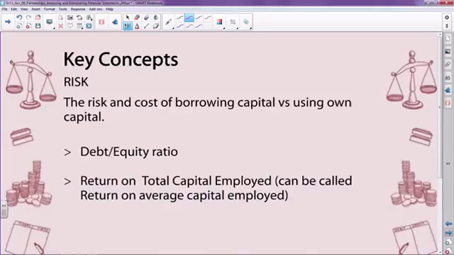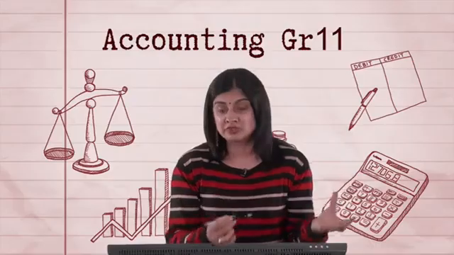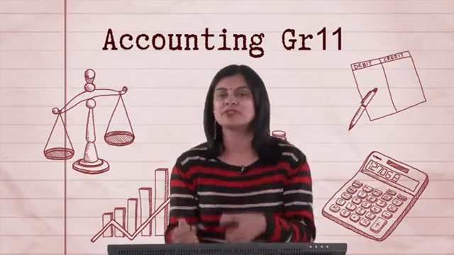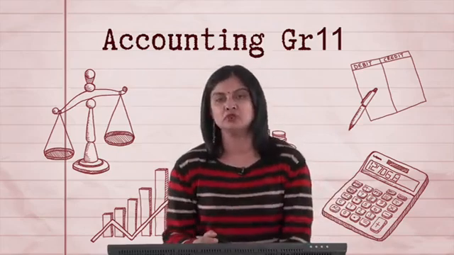The fourth category focuses on risk. Now, what do we mean by risk? Here we're looking at the actual risk and cost of borrowing capital versus using your own capital. Now, remember, every business wants to, if you take partnerships, because in grade 11 we deal with partnerships, in terms of the business itself, obviously it's beneficial for the partners to contribute their own capital into the business.